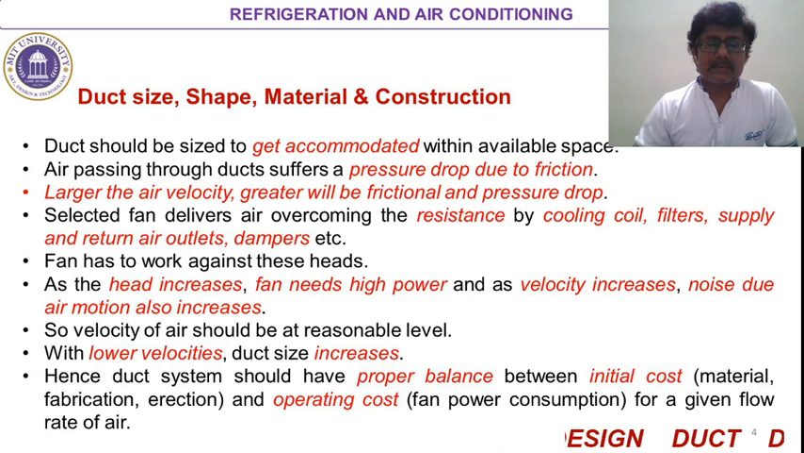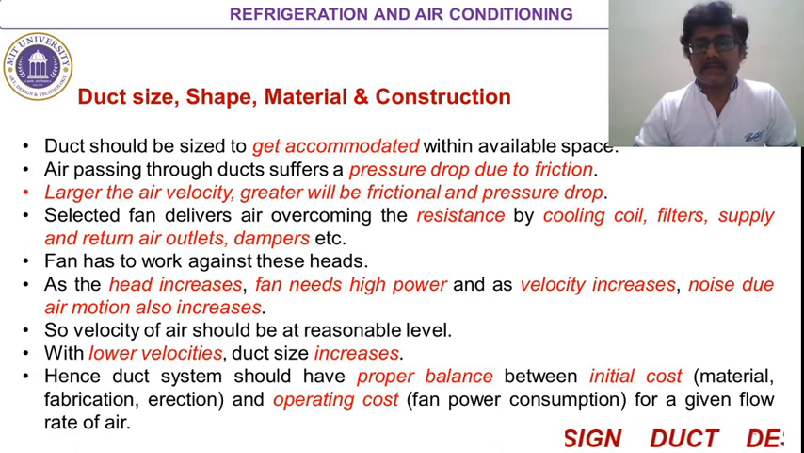Another one: the fan which is selected for delivering the air from the air handling unit to the conditioned space has to overcome the resistance offered by the different components of the air conditioning system, such as the cooling coil, the filters to clean the air, supply and return air outlets, and the dampers to regulate the quantity of air. All these are resistances added due to the flow of the air. So such resistance should be overcome by the fan.